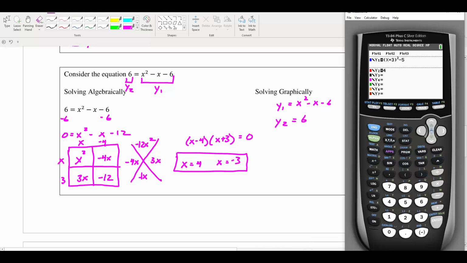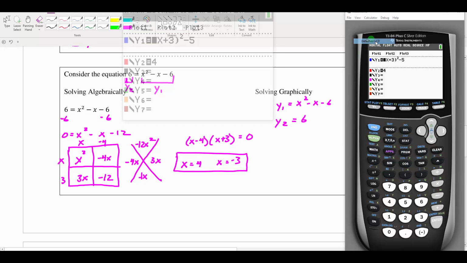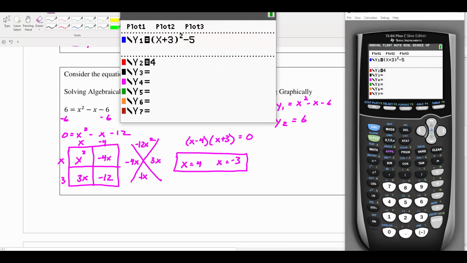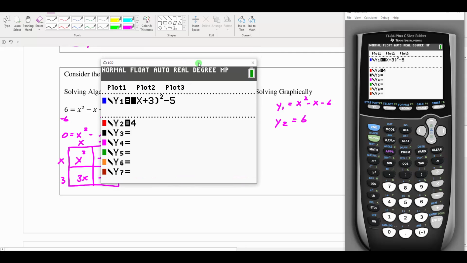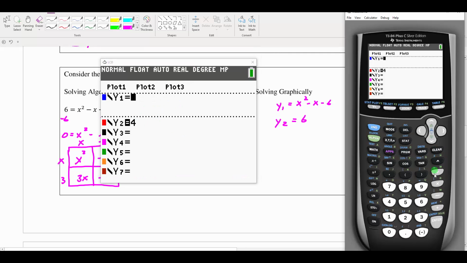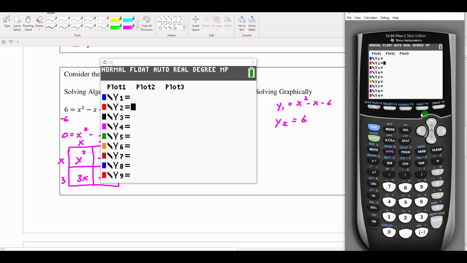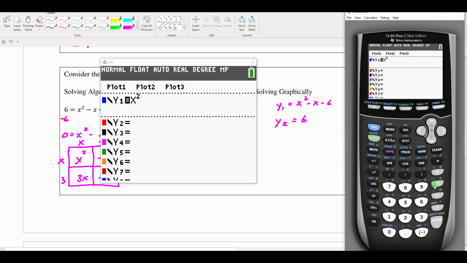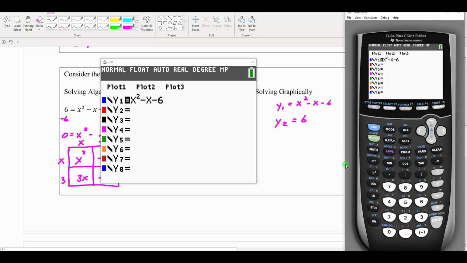So let me grab my calculator and we'll do that. And let's do a detached LCD here, so you've got a nice big view going on. Okay, so here we go. And I'll clear these out. So first hit y equals. We're going to go up to y1, and I'm going to put in my function here. All right, so we've got x squared minus x minus 6. And then remember in y2 we're doing 6, so just a 6 there.